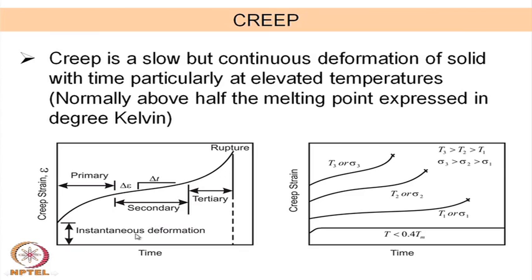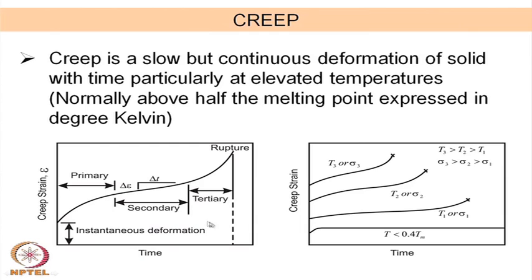So, these three regions can be termed as the instantaneous deformation, then the primary creep up to this point where there is a faster rise, then there is a slowing down, almost the slope will go down, and then you have once again a faster rate of strain or deformation, and that is called tertiary. So, it is primary, secondary and tertiary. These are the three regions of a normal universal creep curve.